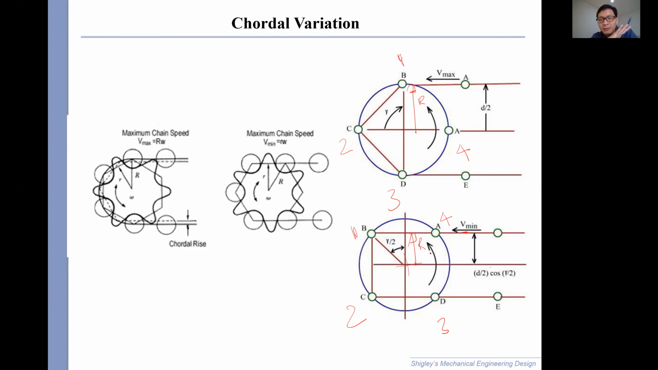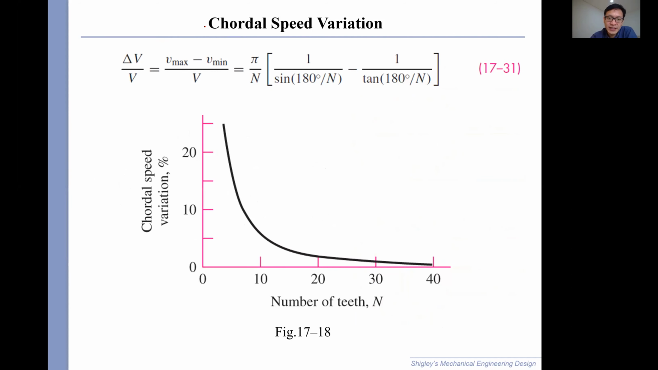But if your number of teeth on the sprocket is greater, then the difference is not that bad, right? If say your number of teeth is like 20, you see this position and this position doesn't matter that much. But with a four teeth sprocket, which is not recommended at all anyway, it'll be much worse. That's why you see the chordal speed variation percentage drops immediately when you have a number of teeth greater than 15. So make sure you have enough number of teeth.